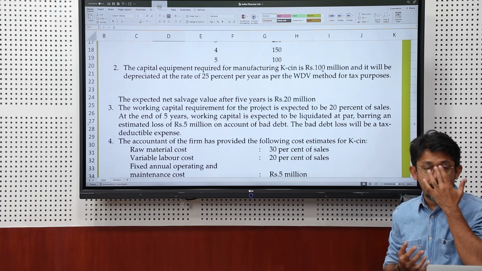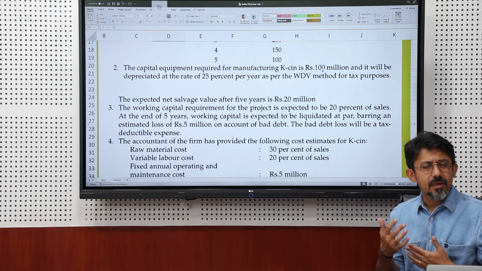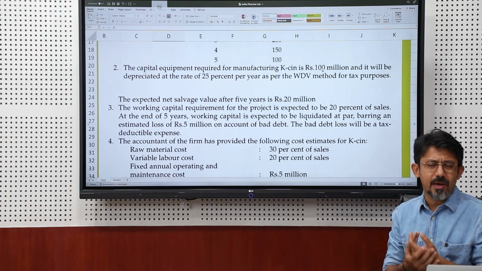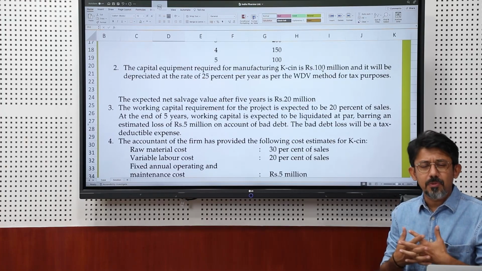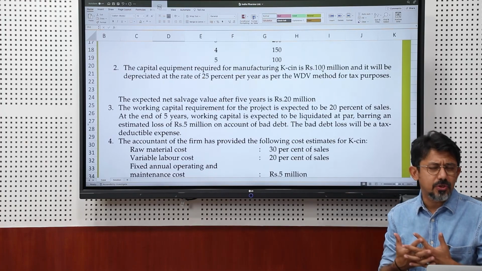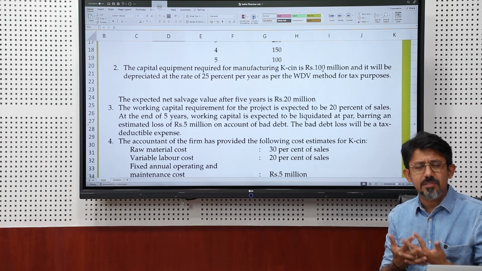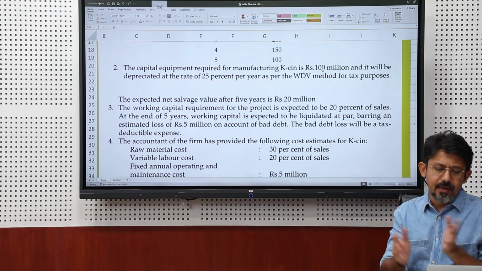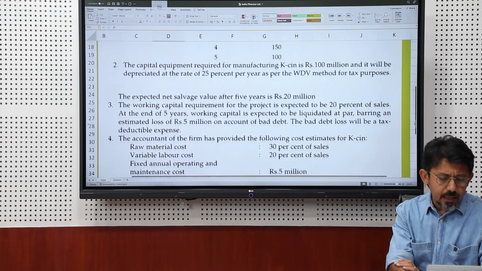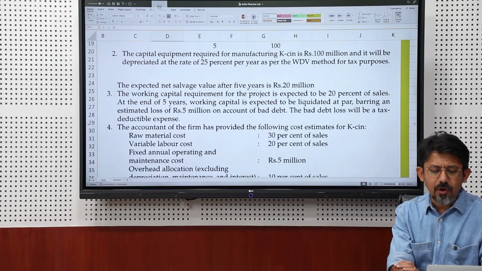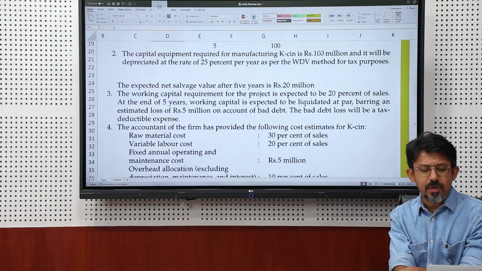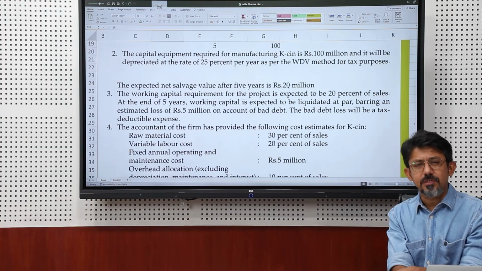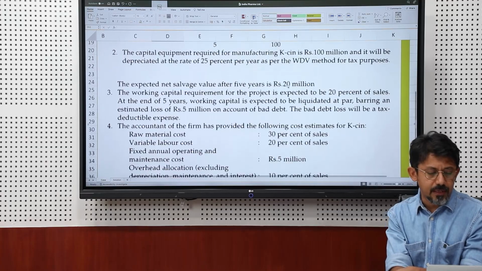So, this could involve buying land, investing in construction of the factory premises and building, and then installation of the plant, machinery, furniture, fixtures, electrical equipments and so on. It could be very detailed as well. The expected net salvage value after 5 years is 20 million. So, this piece of machinery that you are buying today for manufacturing casein would cost 100 million, and after 5 years this would fetch a salvage value of 20 million.